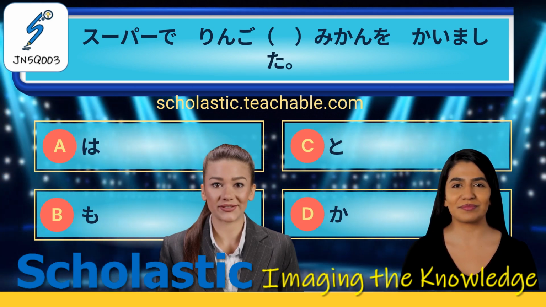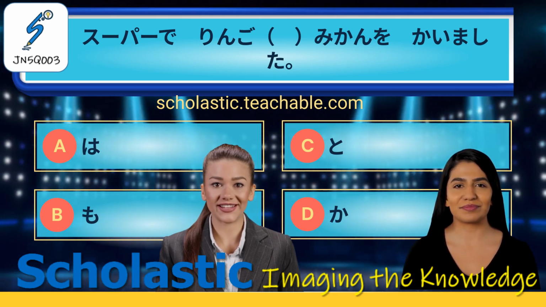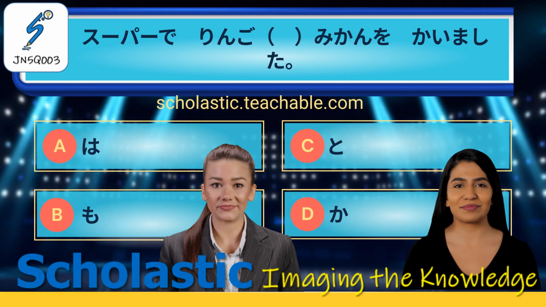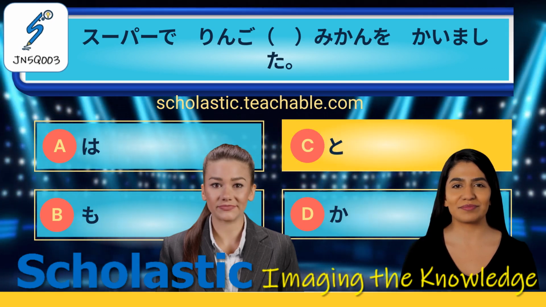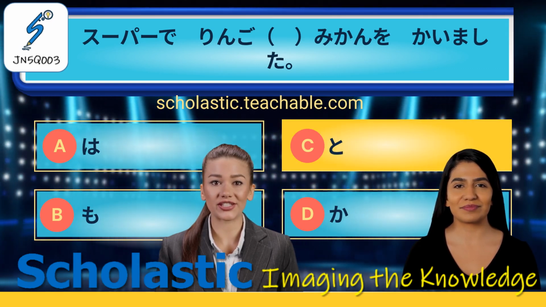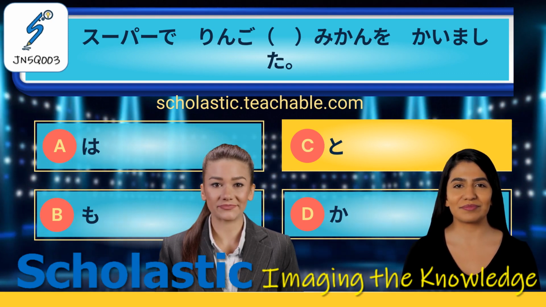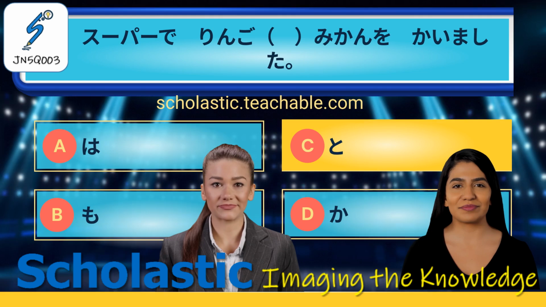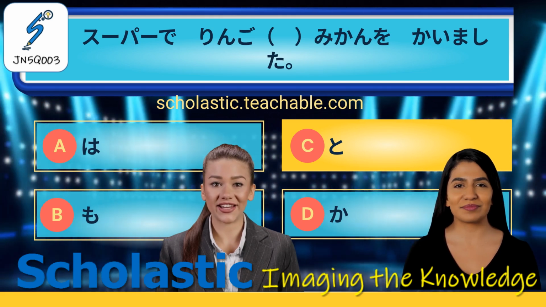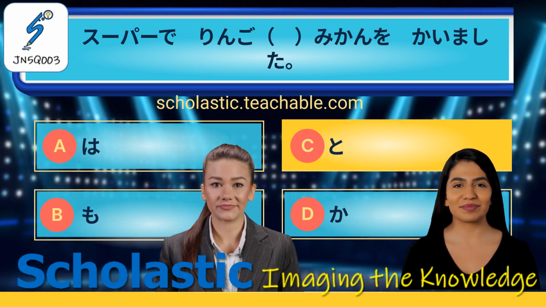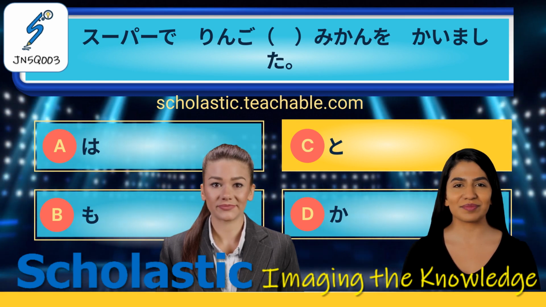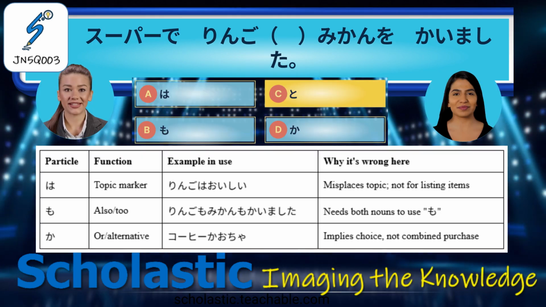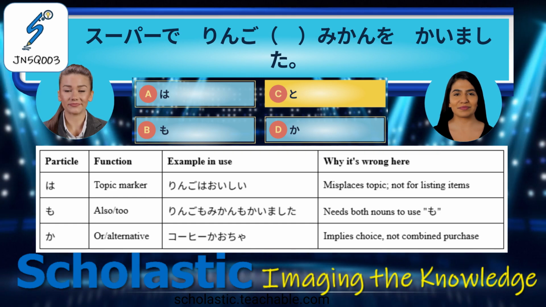What did you choose? Correct answer is C, と. I bought apples and oranges at the supermarket. Let's now analyze the given answers. First, let's look at the answer A.